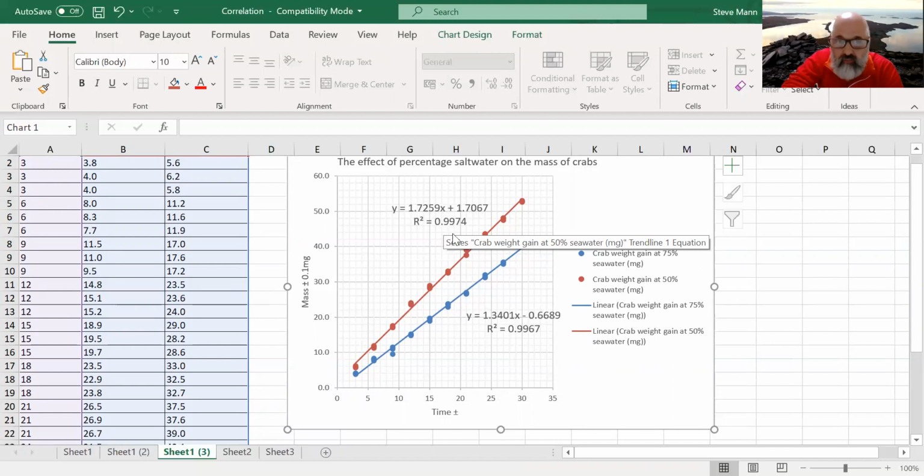Look at correlation. If R squared equals 0, that means a total scatter. Okay, there's no trend line that you could produce through those points. If R squared equals 1, that's a total correlation. So all your points will fall on the line.